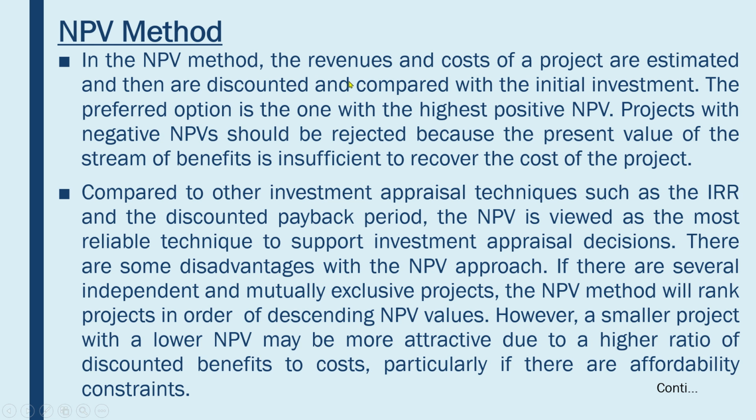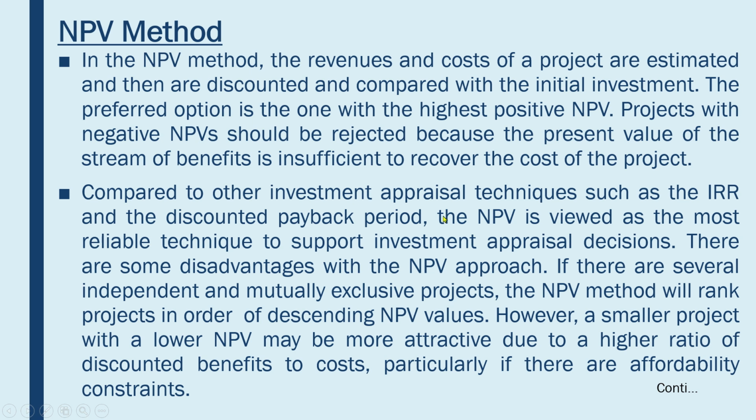So going next, the NPV method. In the NPV method, the revenues and costs of the project are estimated and then discounted and compared with the initial investment. The preferred option is the one with the highest positive NPV. Projects with negative NPVs should be rejected because the present value of the stream of benefits is insufficient to recover the cost of the project.